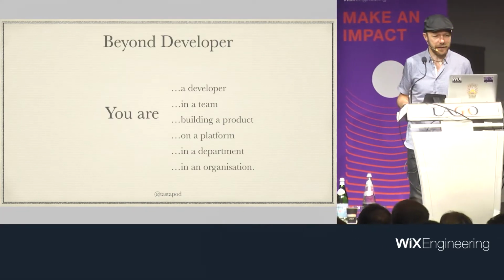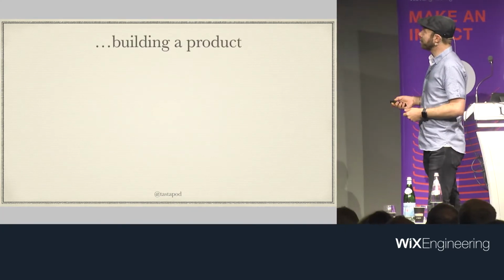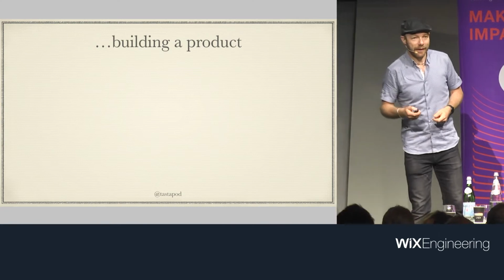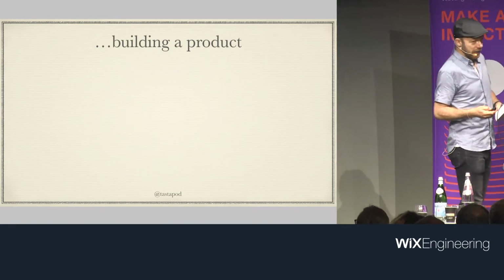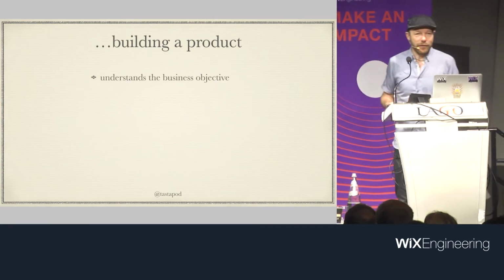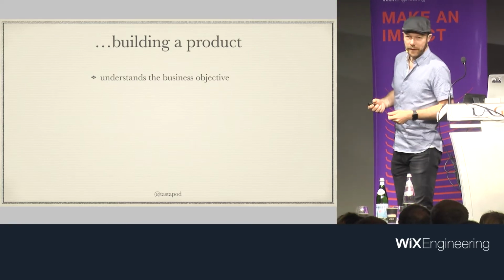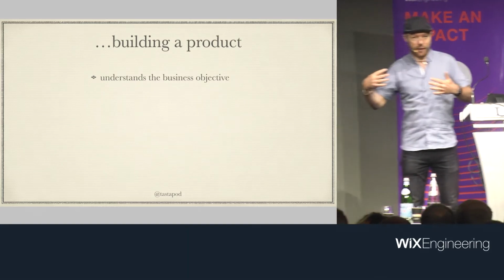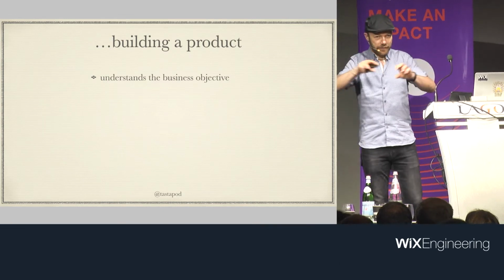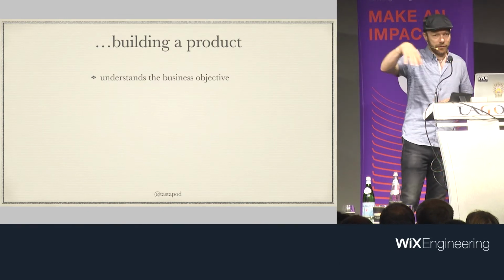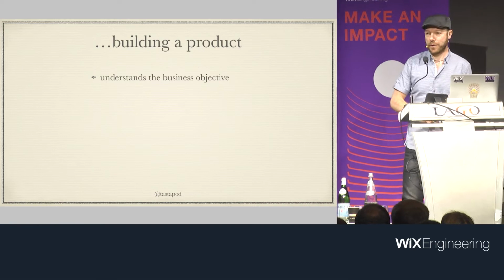Okay, so we're a developer in a team building a product. Okay. So we're not just writing code. What is the business objective of the thing we're building? And I saw earlier on, we've got guilds of capabilities that go across ways, and then we've got vertical products and all those kind of things. What's the point of your product?